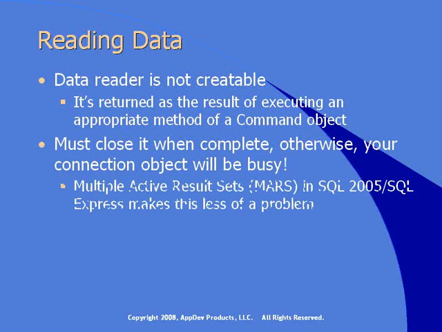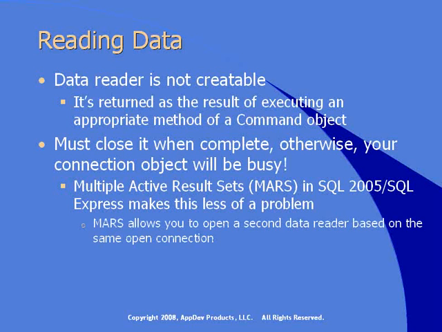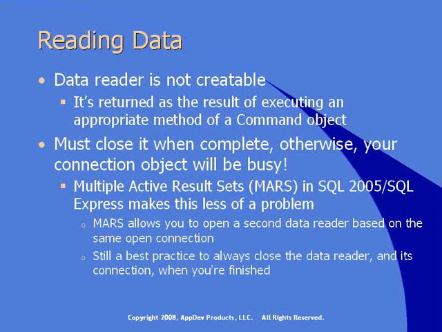Now, there is a new feature that came with SQL Server 2005 and SQL 2005 Express that makes this less of a problem, called MARS, Multiple Active Result Sets. Before this feature, a single connection could only provide a single result set. Using MARS, a single connection can retrieve multiple result sets concurrently, but it's only useful if you're using 2005 or later, and it's still a better idea to close the connection when you're done.